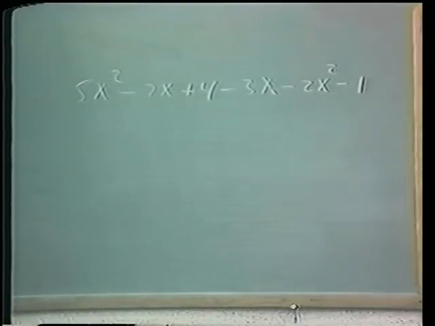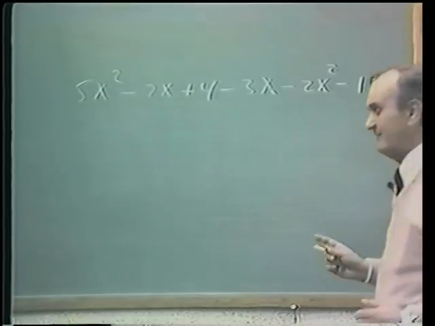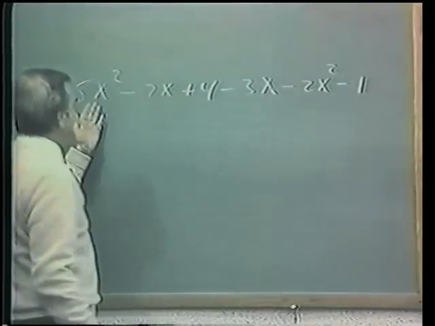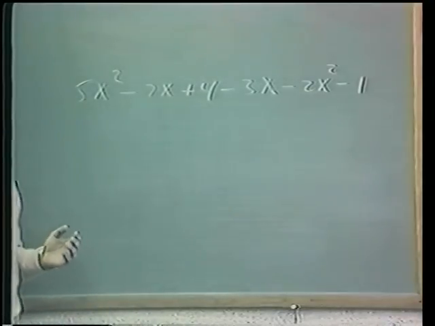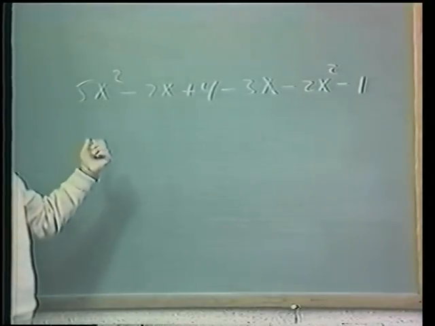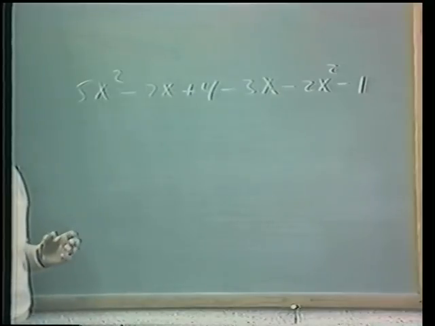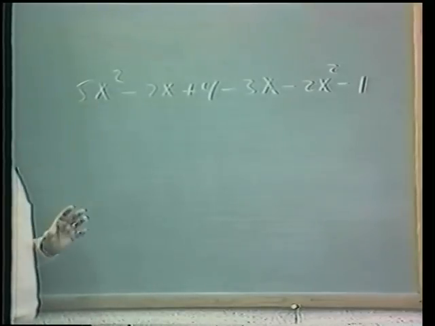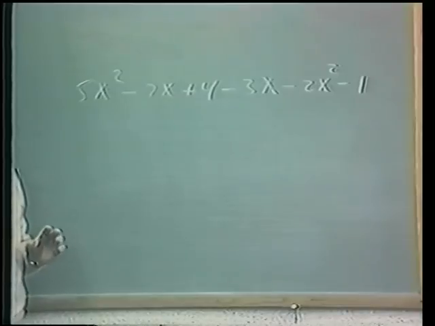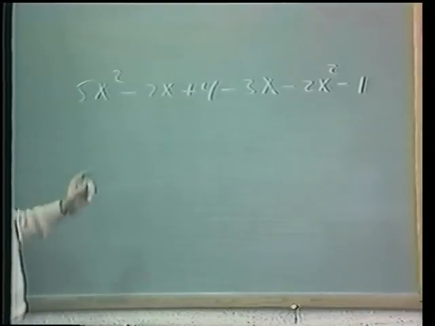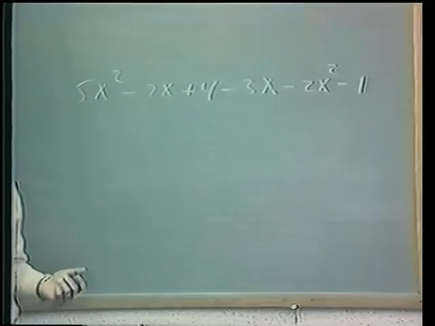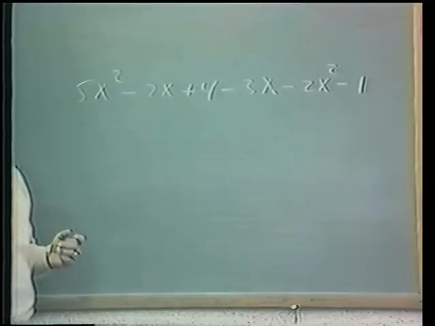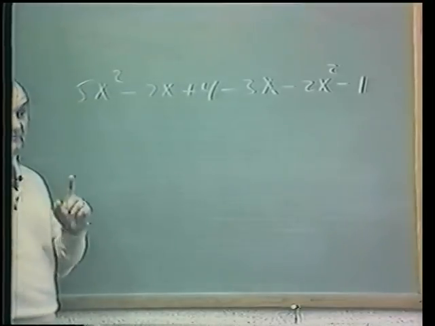The thing you must remember, the only thing you can add are those terms that have exactly the same label. Now, if we read our first term in this expression, it says 5x squared. The 5 is the numerical coefficient. Everything else is the label. So x squared represents the label. How many terms in this polynomial have x squared as a label? 2. Those are the only 2 terms we can add.